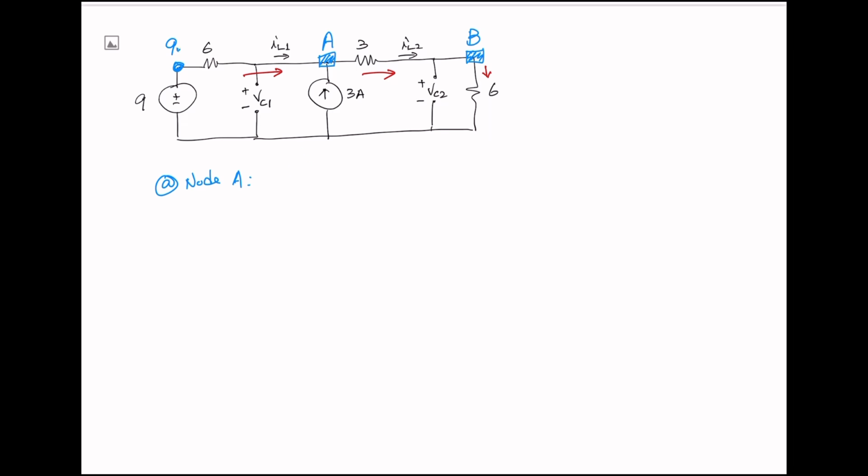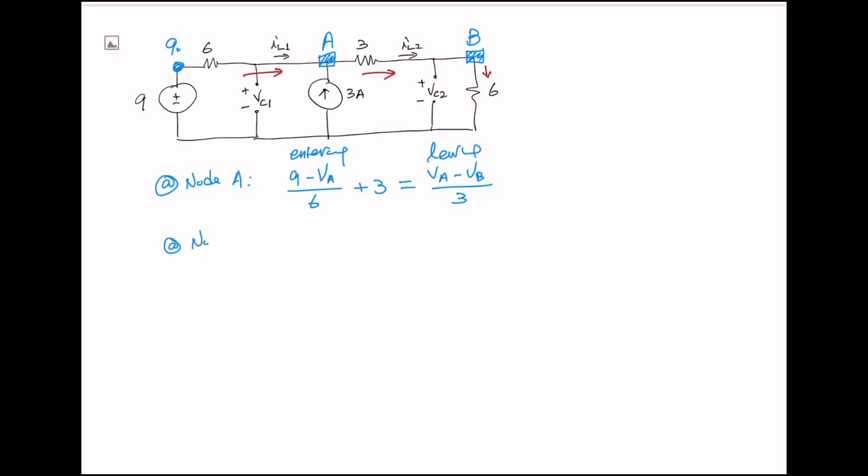So node A. Now what we need to do for nodal analysis is basically KCL. So entering: (9 minus VA) over 6 plus 3, those are the two entering currents to node A, and the leaving current equals (VA minus VB) over 3. So we have one equation.